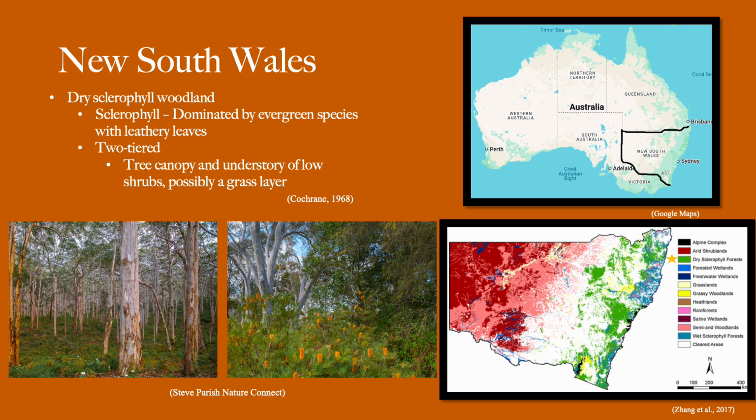So this first photo on the left shows a more dry area of a dry sclerophyll woodland where there is a grass tier and then a higher tree tier. And then this next photo on the right shows a more wet dry sclerophyll woodland.